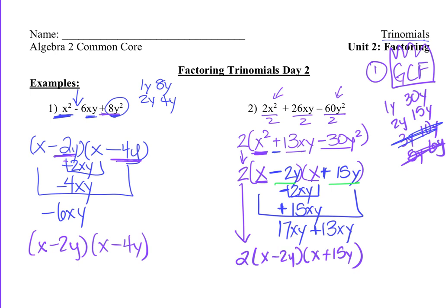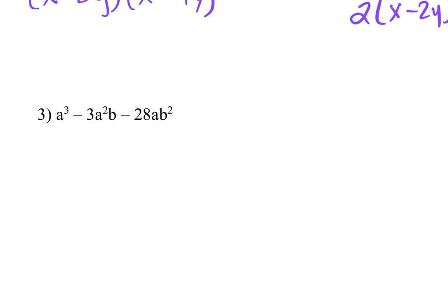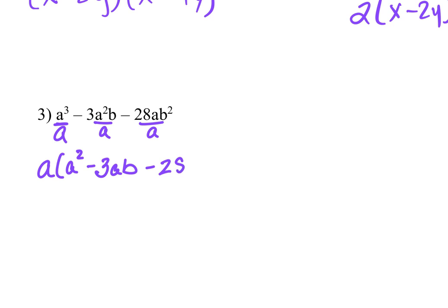Okay, finally we have this last one. Checking for your GCF as usual. Okay, no numbers in all of them. But what you should notice is that there's an A in each of them. So if there's an A in each of them, then A is going to be in our GCF. The lowest exponent on A is A to the first. So A is our GCF. Divide. When we divide, we subtract our exponents. So this is our new thing that we're factoring.